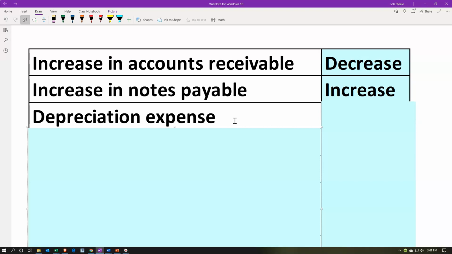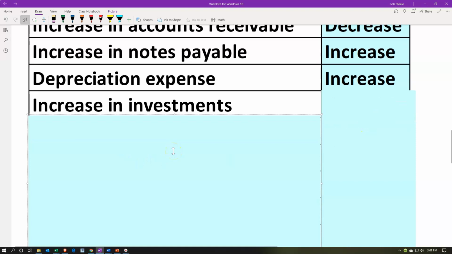And the depreciation expense is not a cash related item. We record depreciation expense and we credit or decrease the accumulated depreciation. So that means that it's an expense, and that means it decreased the net income, and there's no cash related to it. Therefore, on a cash basis, we need to increase the cash basis.